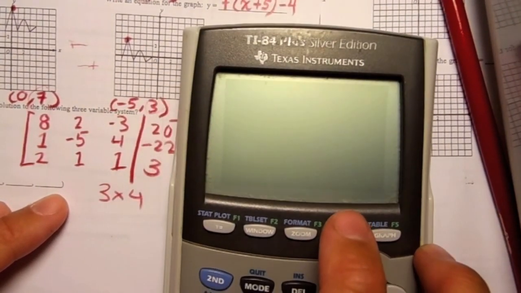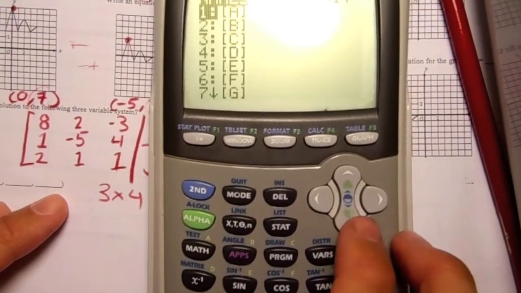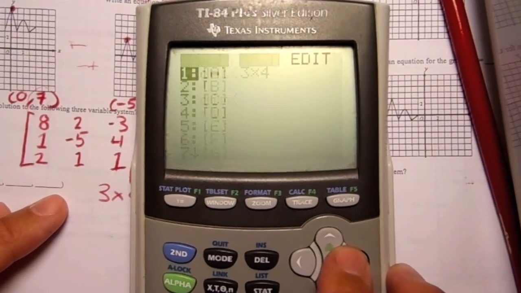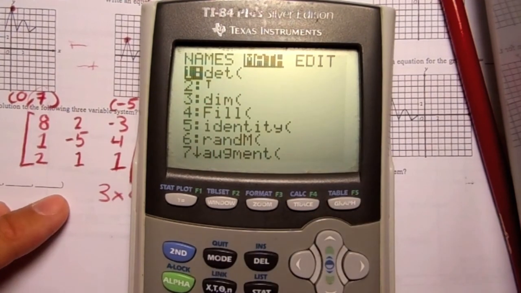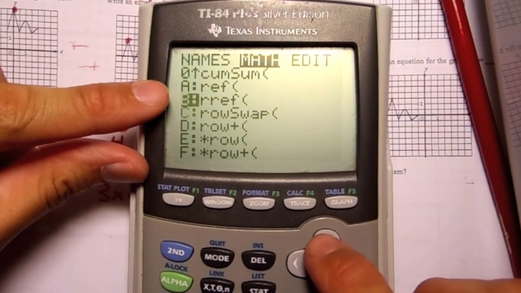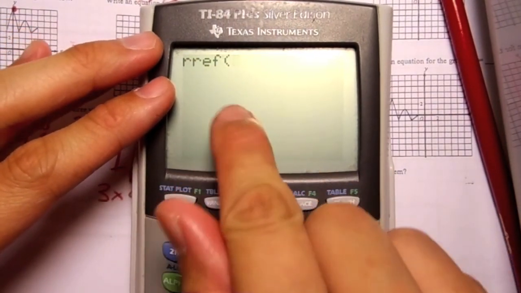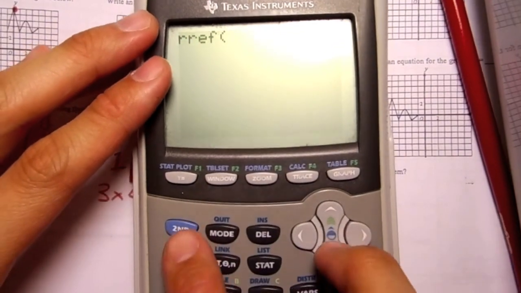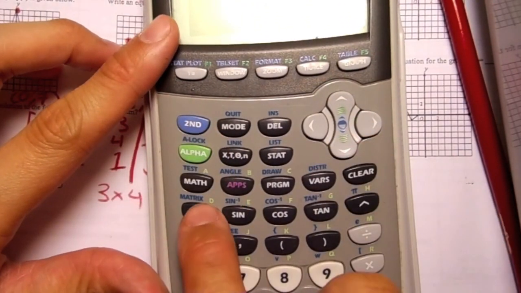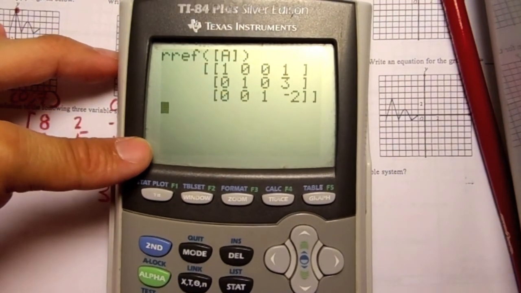Don't panic, it did not erase. You need to go back to second matrix. Now you want to tell it to do the math. Highlight the word math, and then press the up arrow because it's going to be option B, R-E-F. And now you want to specify which matrix to do the math on. So you go back to second matrix and then just press enter. Press enter again, and there you have it.